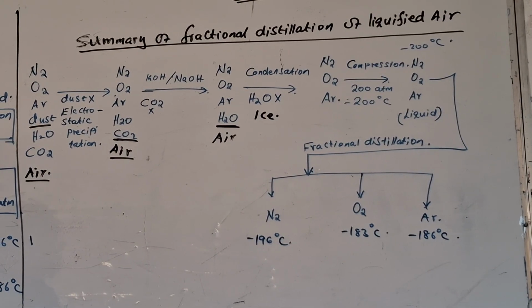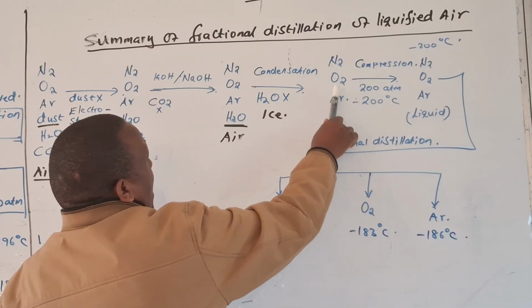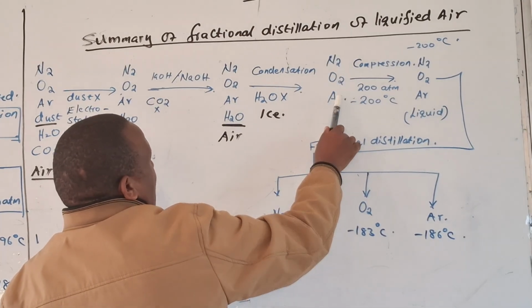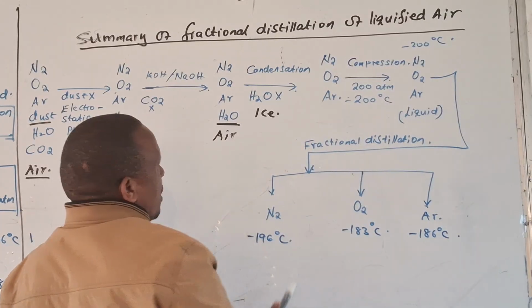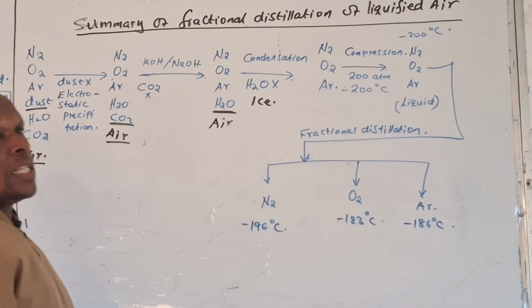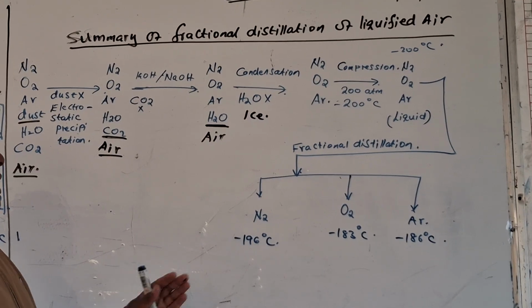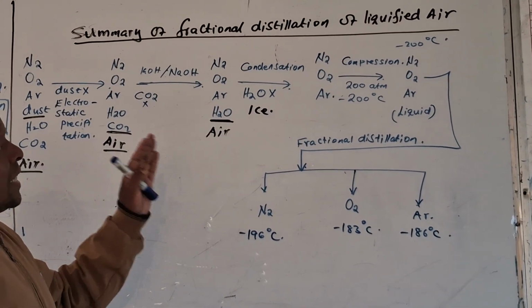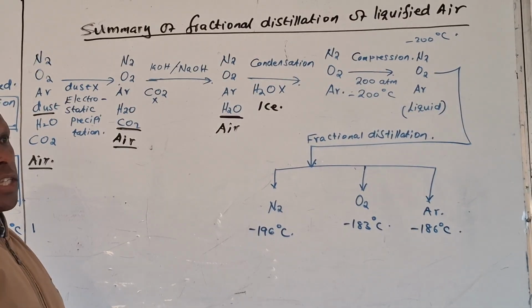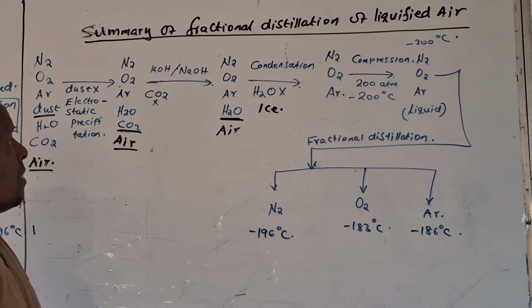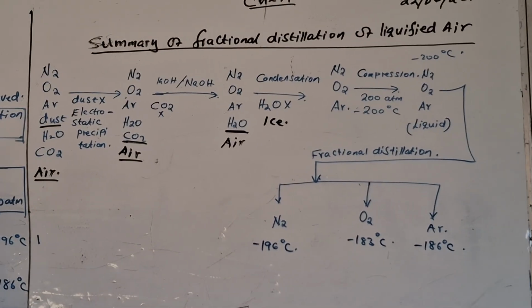Are you seeing that? Now we move to the next stage, whereby you are having nitrogen, oxygen, and argon remaining, which is a representative of other noble gases. Now, that air that is remaining is converted into liquid state. How is it converted into liquid state? By passing it through a compressor at 200 atmospheres.